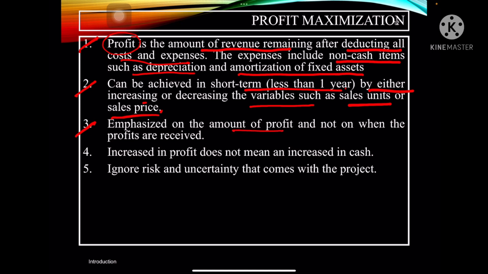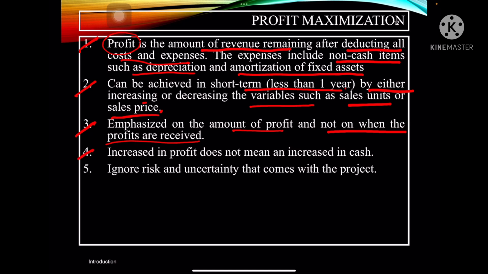Alright, we just calculate how much profit we are going to receive, but we do not concentrate on when the profits are received. For example, the transaction is actually done in December, but the money is received in January. We still recognize the profit in December. We do not cater to when the profit is received.